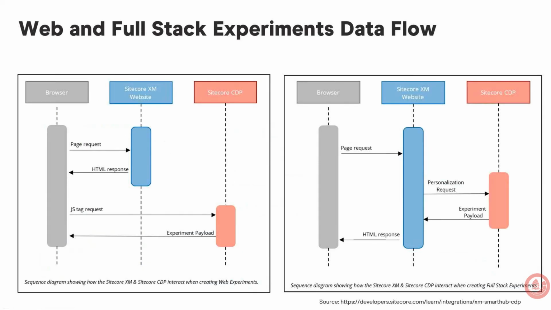But this is the overall web and full stack experiences experiments data flow. It is the same, nothing different than what we have seen in the experiences. The only difference here is it will be providing some data based on the traffic allocation and the percentage of A/B testing we have configured.